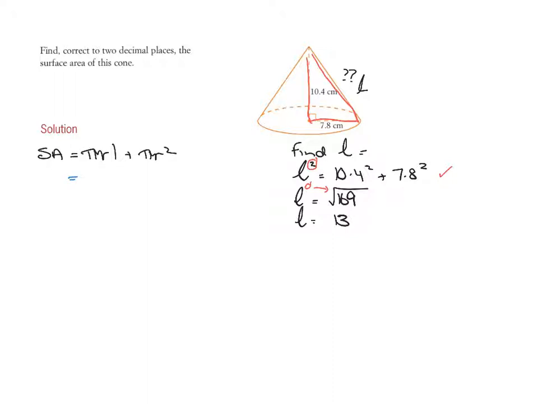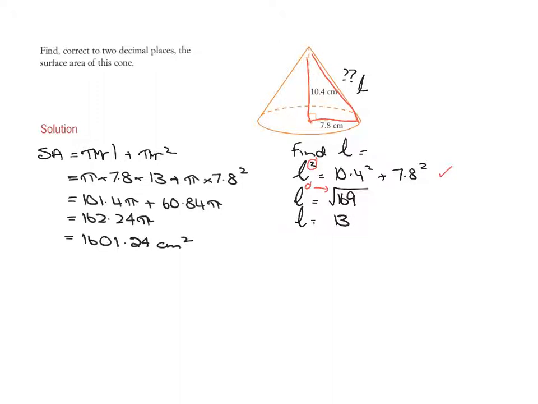So I've got pi times 7.8 times 13 plus... I've done all the work in there for you. And once again, you don't need to do all the exact form. I'm just doing that so you can see each of the steps. You can go straight from formula, substitution, then answer.